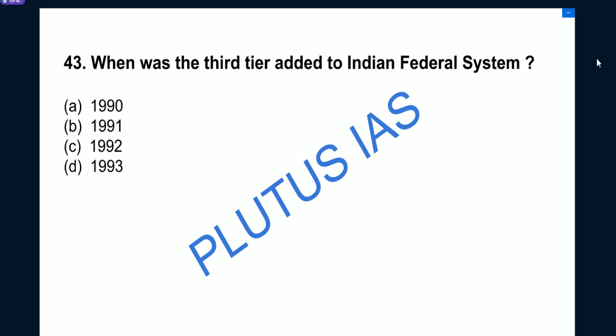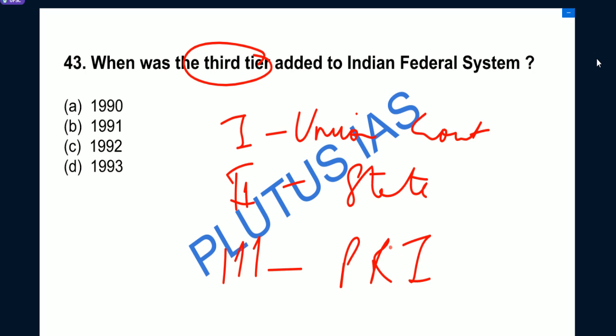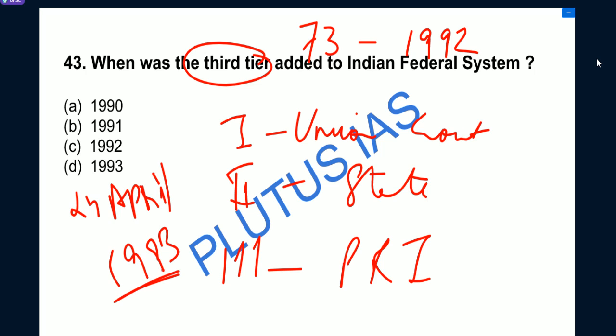Question number 43. When was the third tier added to the Indian federal system? What is this three-tier? The first tier is the union government, the second tier is the state government, and the third tier is Panchayati Raj institutions, panchayats and municipalities. So when was it added? The 73rd Amendment Act was passed in the year 1992, though it was implemented on 24th April 1993.